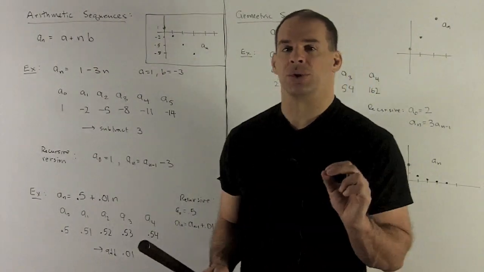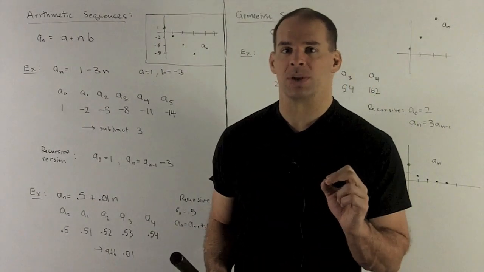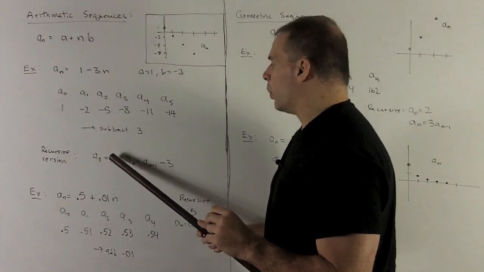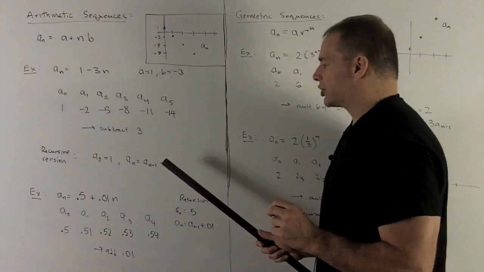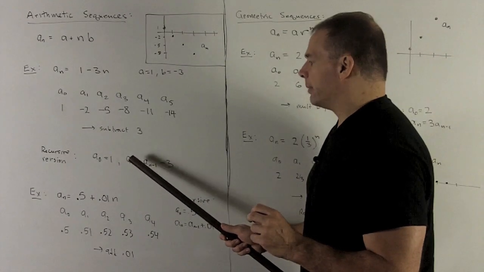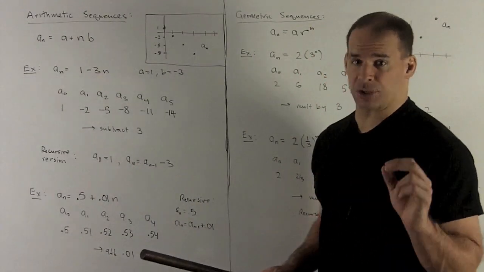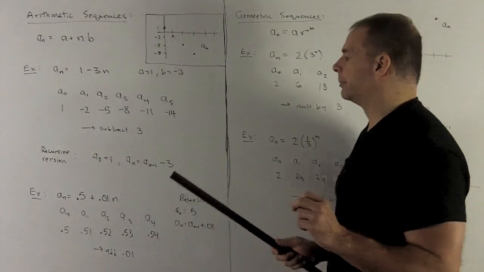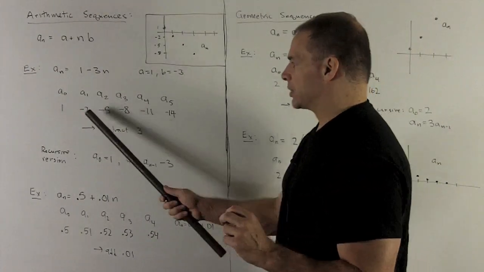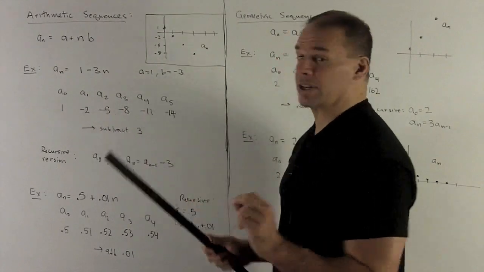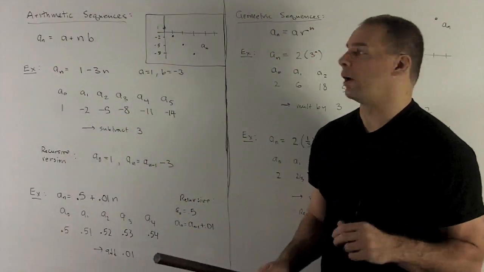Okay, we can turn this into a recursively defined sequence. We're going to start with a sub 0 equal to 1, and then the way I get my a sub n is by taking the term that's before it and just adding minus 3, or subtracting 3. So that's what's happening here. To get from 1 to minus 2, I subtract 3. To get from minus 2 to minus 5, I subtract 3, and so on.